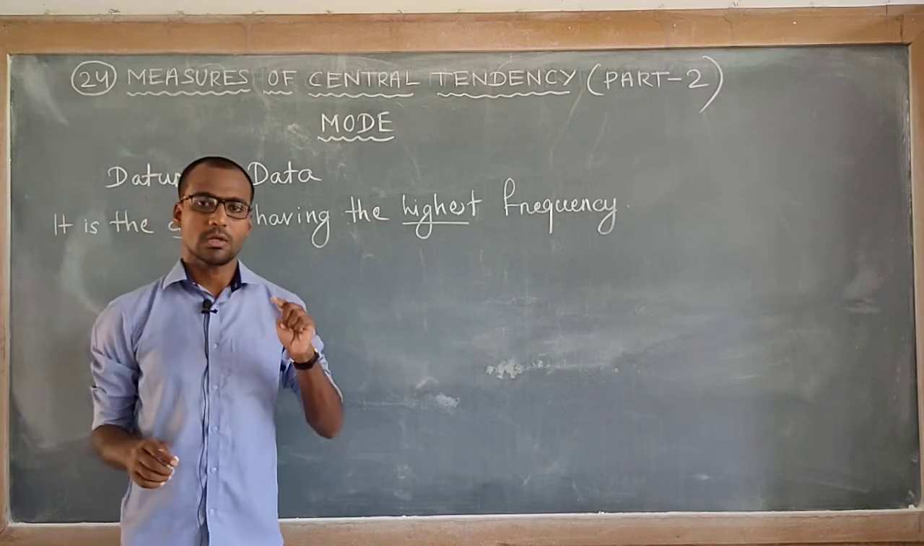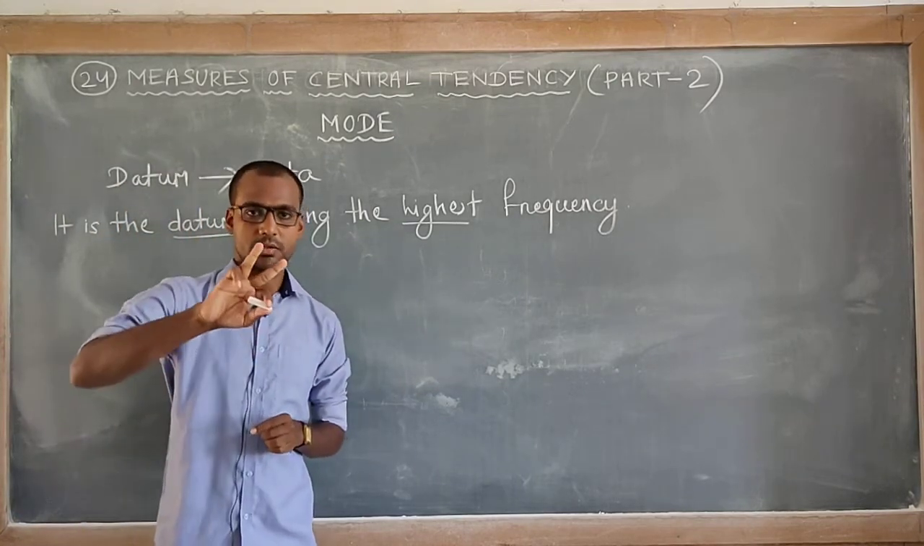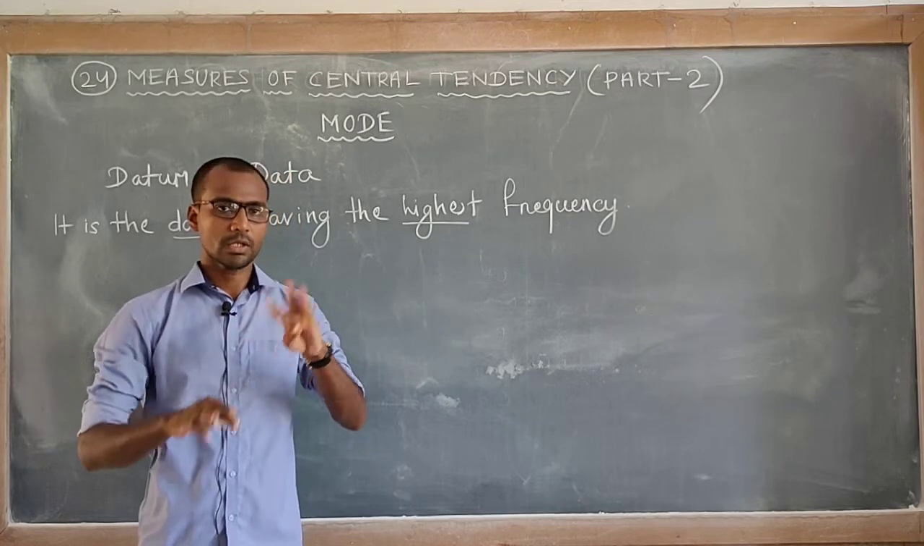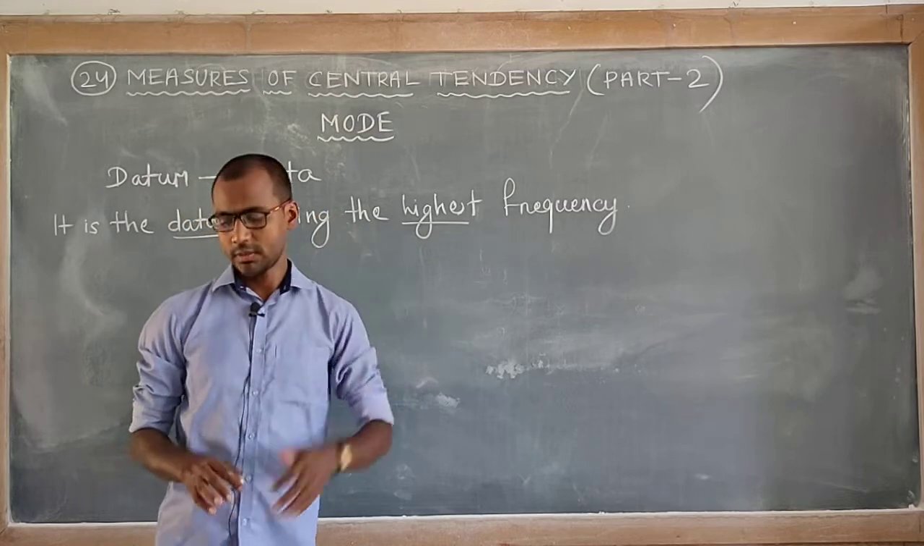First we will go for untabulated data, then we will go for tabulated data. Two types, ungrouped and grouped. Okay, so first untabulated, then ungrouped, then grouped. Three parts.